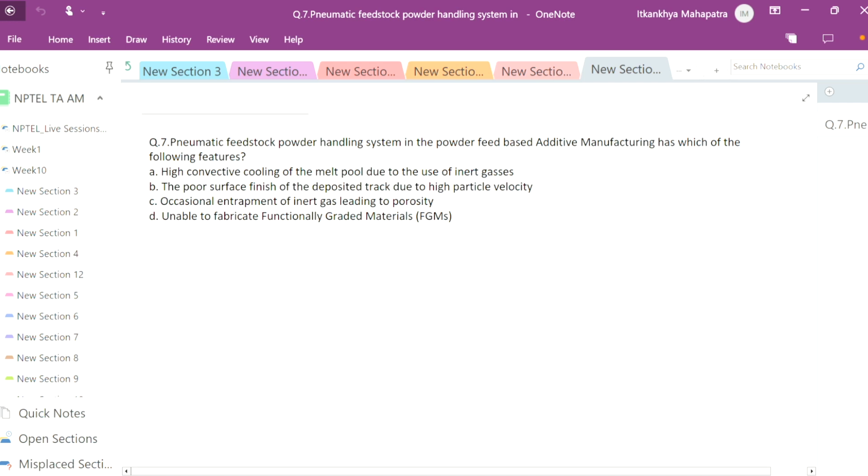Now next one: the pneumatic feedstock powder handling system in the powder feed based additive manufacturing has which of the following features? This is a very theoretical question. The pneumatic powder delivery nozzles have sample cross section, total porosity, surface roughness. Some values are given in your assignment. I'll write the values. Pneumatic powder delivery nozzle. This is non-pneumatic powder delivery nozzle.